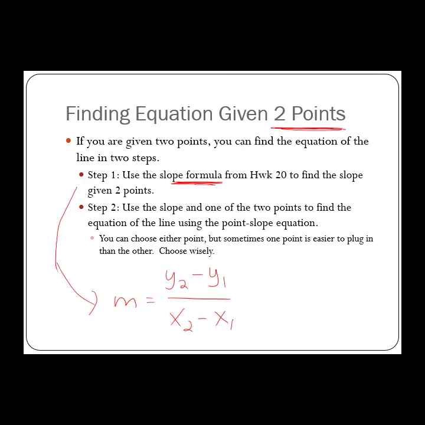That's fine. Then you're going to use the slope that you just found plus one of the points. It doesn't matter which point, but I'll be honest, if one of the points has a bunch of negatives, I'm probably going to avoid it. If the other point has a 0, I would probably use it. You can pick either of the points and you can use the point-slope form to find the line.